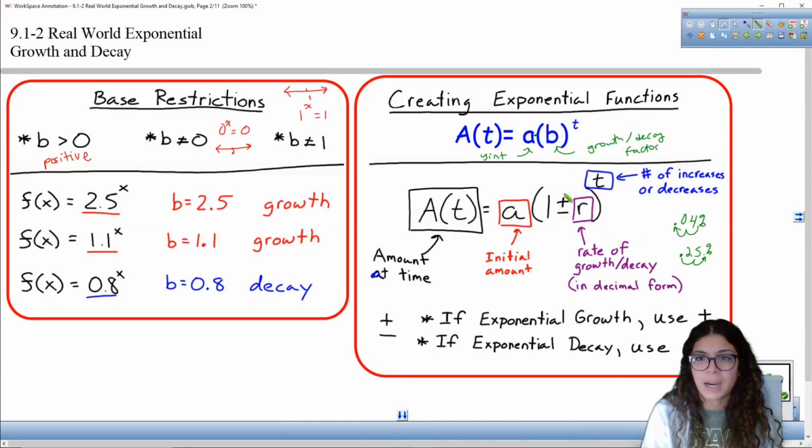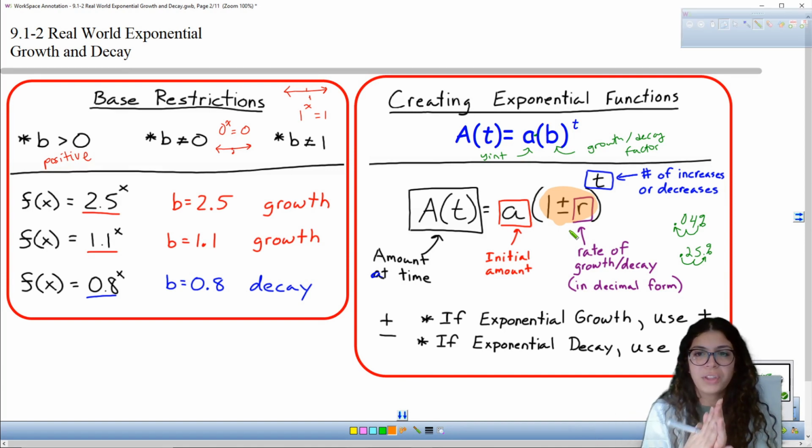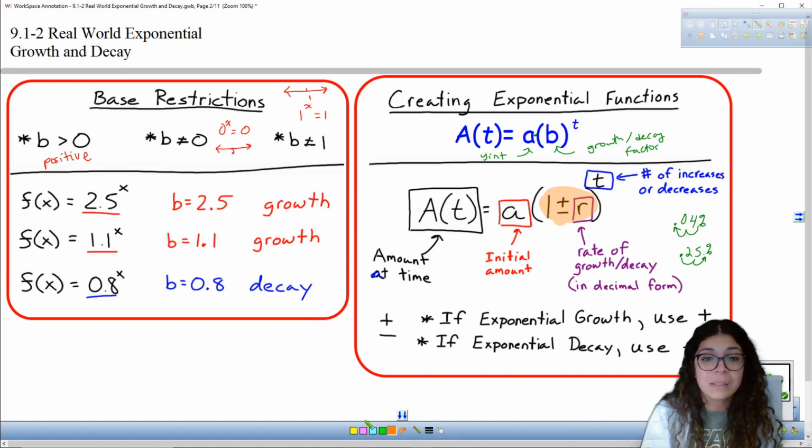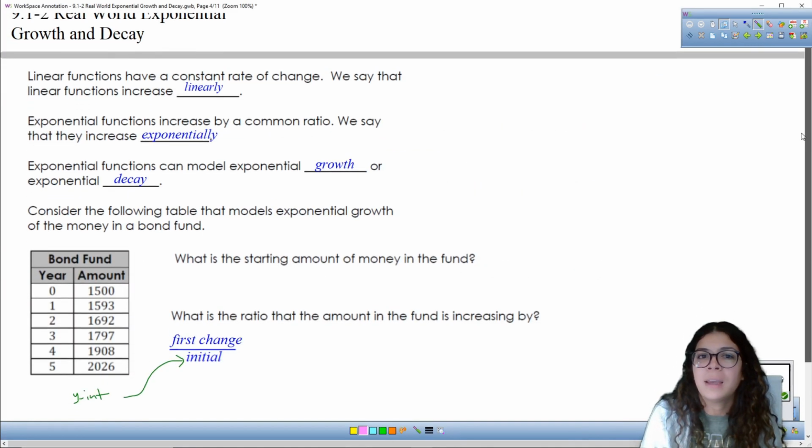Factor would be the entire base. Okay, so this is the factor, calculating that 1 plus or minus r. That whole thing is the factor. The rate would just be r. All right, so hopefully we got that clear. Let's look at a problem.